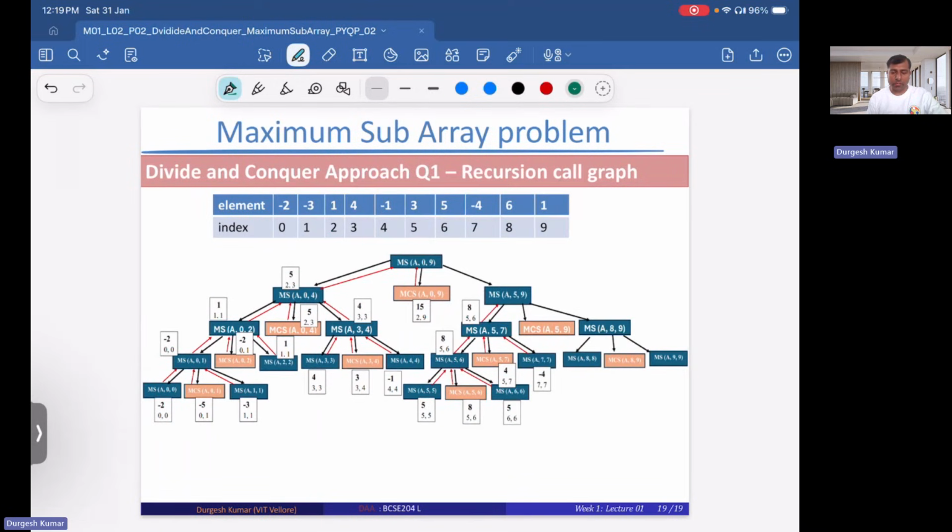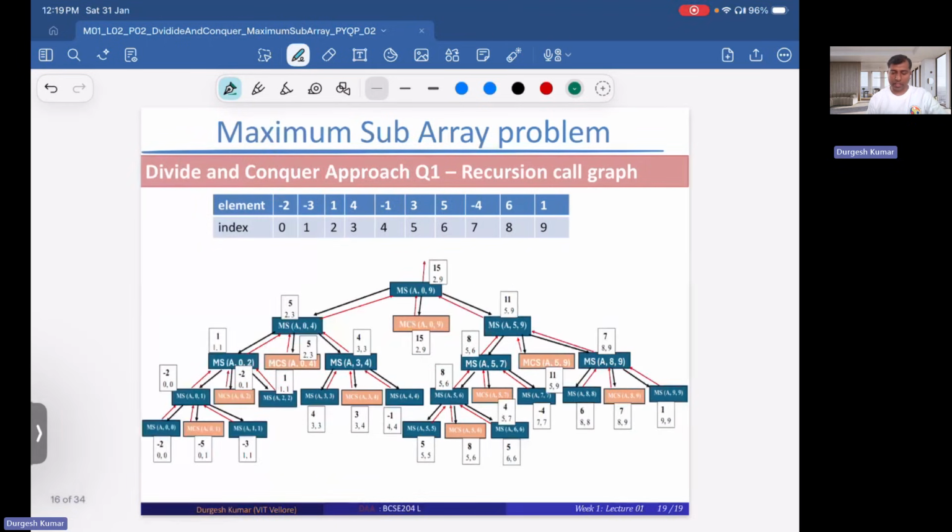So moving forward, similarly, MSA 5 5 will return the net sum, and low index is 5 and high index is 5. MSA 6 6 will return 5. Okay, so MSA 5 5 will return 3, not the 5. So there is a slight mistake here. Sorry, it will return 3, not the 5. So 5 5 returns 3, and this will return 8, and this will return 5. So the maximum of these is 8, and similarly we'll proceed and we'll get this.